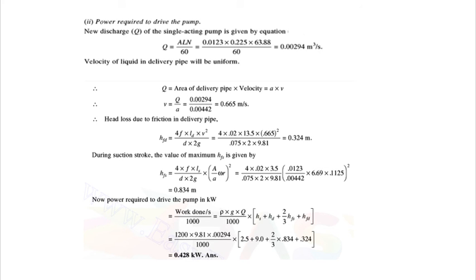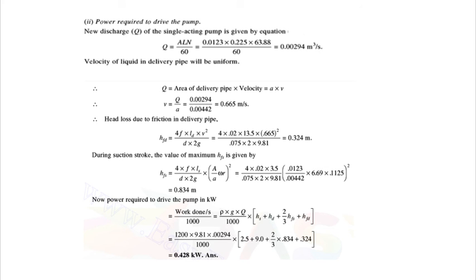Head loss due to friction in the delivery pipe. So this is the formula of head loss in the pipe, that is 4fLV square upon 2dg, where L is the length of the delivery pipe, and all these values f, V we had calculated here, d is given in the question. So we can calculate the head loss due to friction in the delivery pipe, that is 0.324 meter.